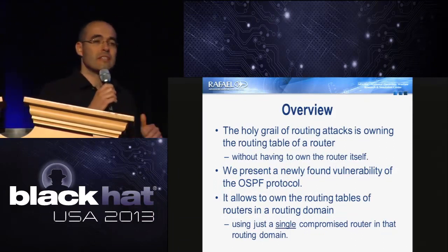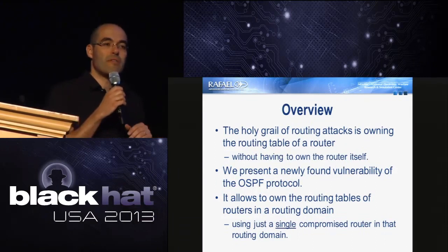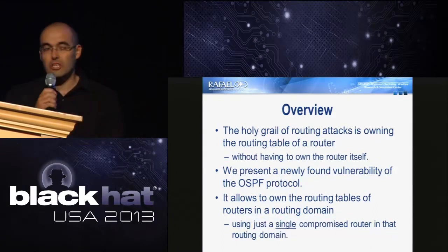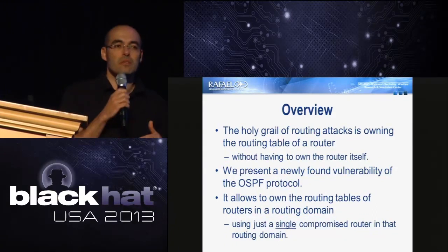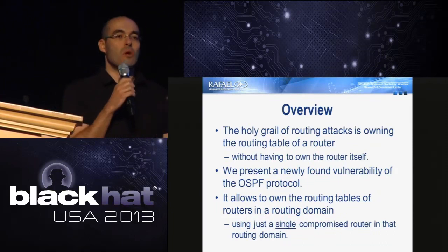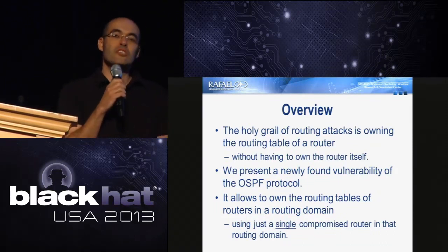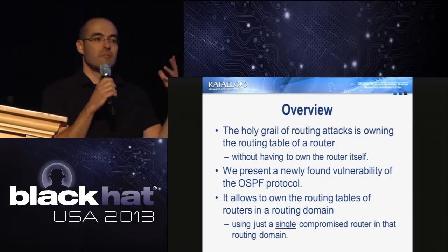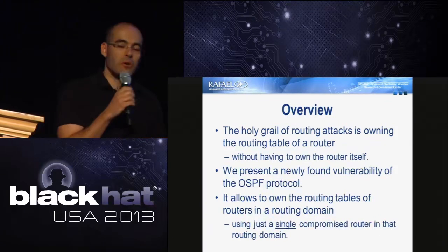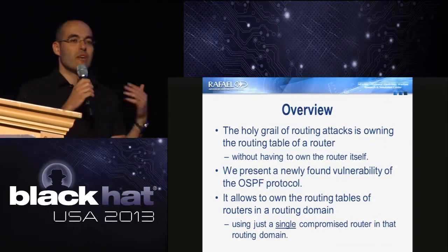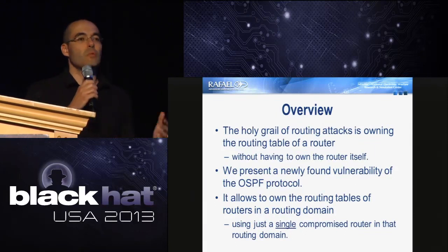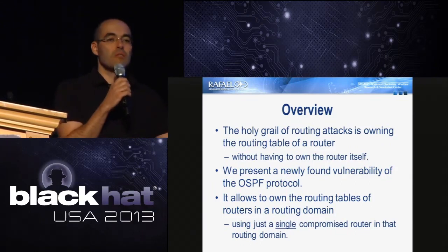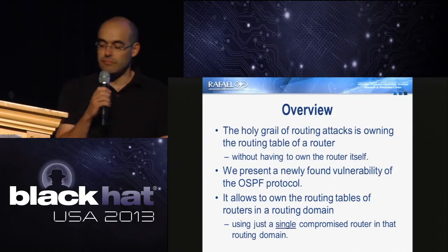As I said, it is based on a newly found vulnerability of the OSPF protocol, and it allows one to own the routing tables of other routers within the routing domain while using just a single compromised router within that domain. A routing domain can be, for example, an ISP network or an enterprise network. This means that an attacker only needs to compromise just a single router within that domain in order to compromise all the other routing tables within that domain.